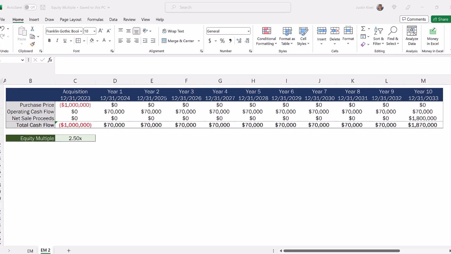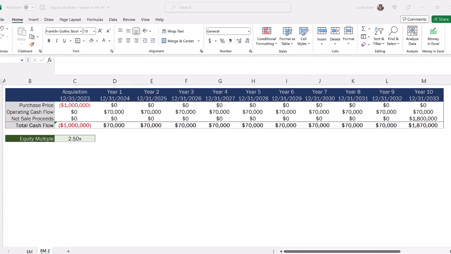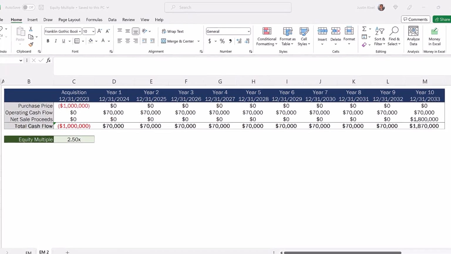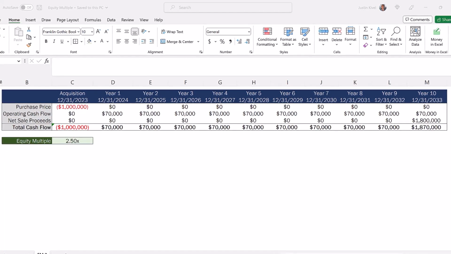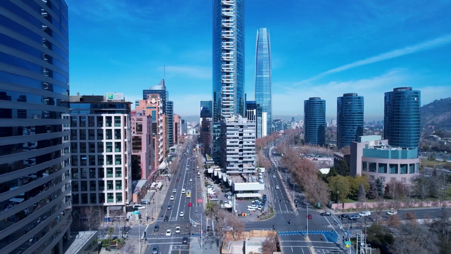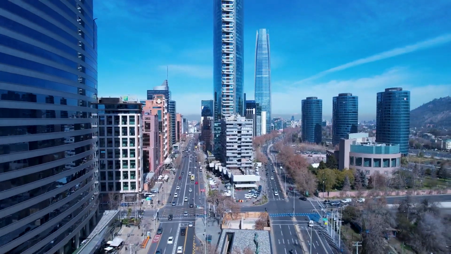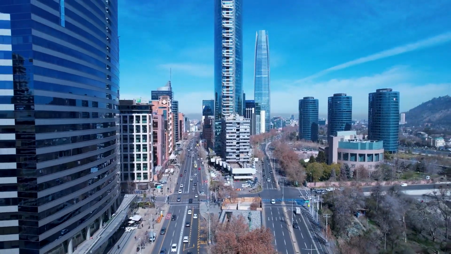However, you would also generate that same 2.5x equity multiple on a $1 million investment in an existing operational asset producing $70,000 per year in cash flow and then selling that deal and generating just $1.8 million in net proceeds at the end of 10 years, which is obviously a very different business plan and will attract a very different type of investor.